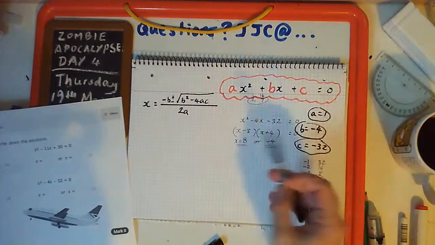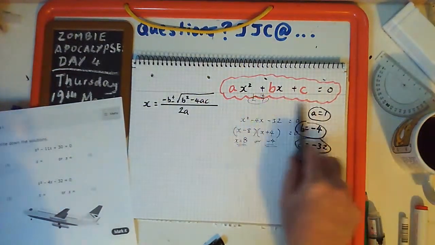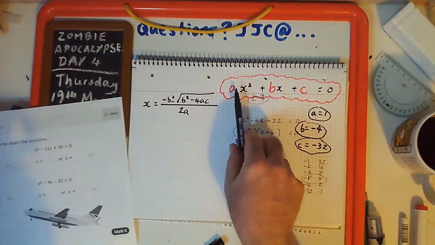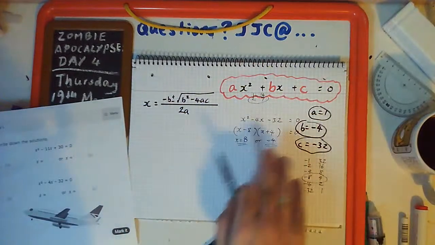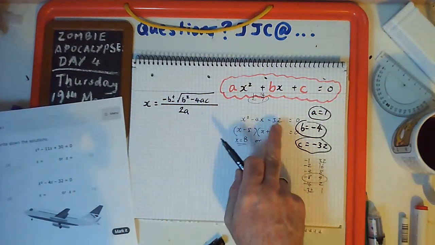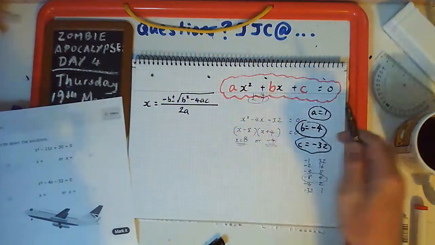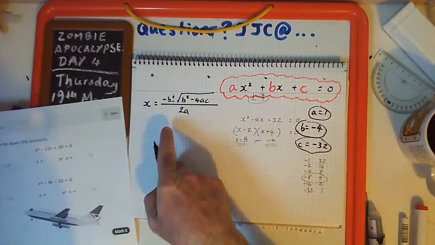This is assuming that we're starting with something, something, something equal to 0, because this thing talks about so many x squared, so many x, and a number on the end being equal to 0. So assuming we've got something x squared, something x, something on the end equal to 0, then we can call those numbers a, b, and c and stick them in this formula.